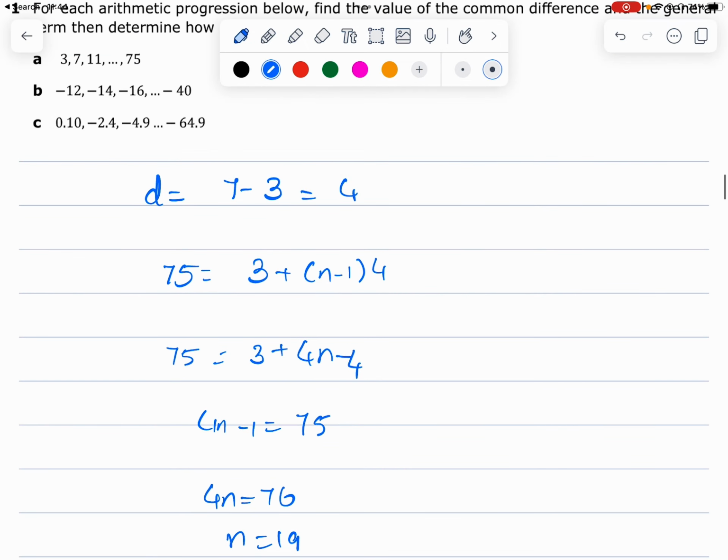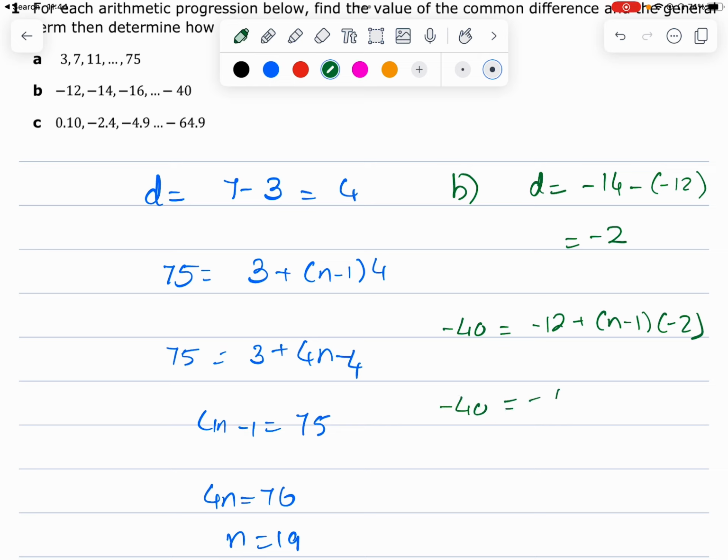Then question number 2, B part. Common difference equals negative 14, negative 12, which is going to be nothing but negative 2. So the nth term is negative 40 equals negative 12 plus (n minus 1) times negative 2. Negative 40 equals negative 12 minus 2n plus 2. So negative 40 equals negative 10 minus 2n. From there, I get negative 30 equals negative 2n and n equals 15. So there are 15 terms.